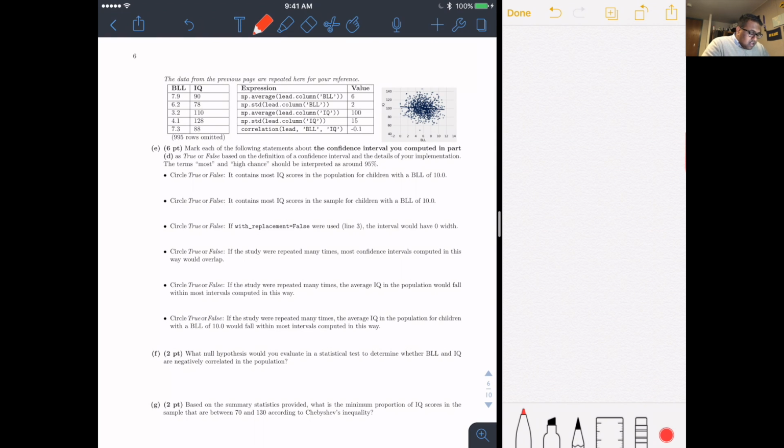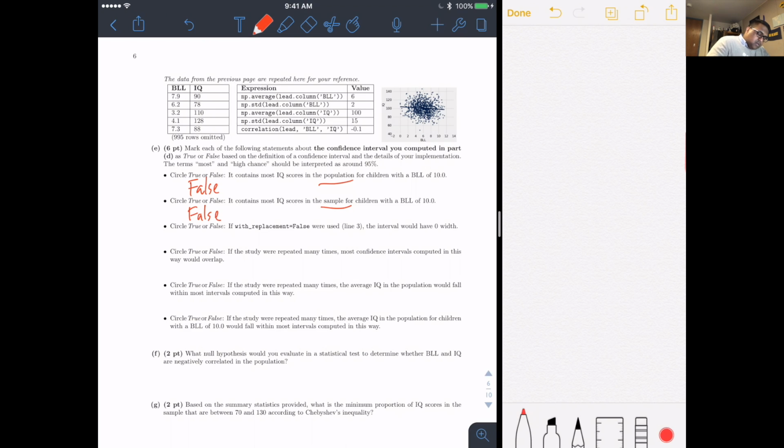question. So the first two ask us if our confidence interval contains most IQ scores, so around 95% of IQ scores in the population for children with a blood lead level of 10.0. So for in the population and in the sample. And the answer for both of these is false.